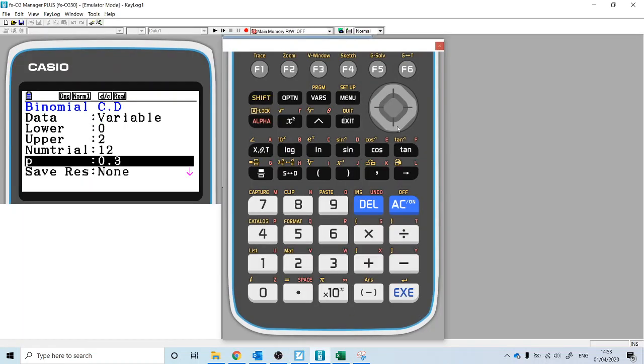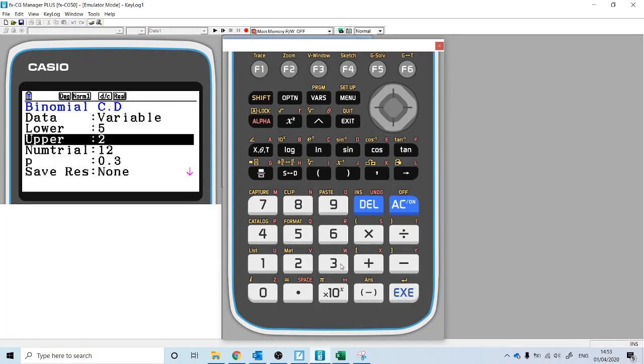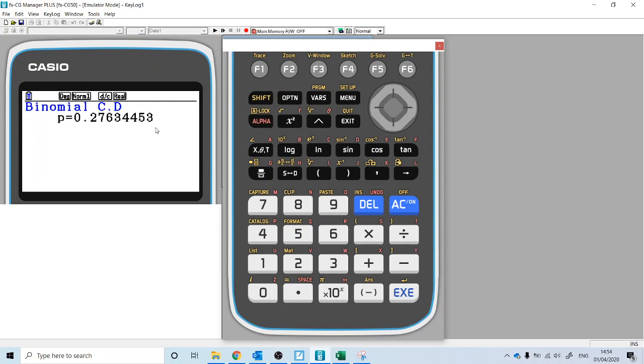So all we need to do is go to our calculators and change the lower to 5, because we want to include 5, and our upper as 12, and that's going to include 12. And we've still got 12 trials, and the probability of getting a red is still 0.3. So that's 0.276.